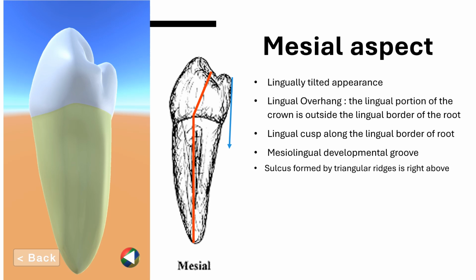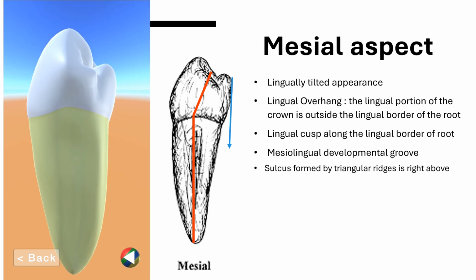The crown appears to be tilted lingually. This lingual tilt is mainly because of two important reasons. One, the lingual crest of curvature is higher placed. Secondly, the lingual portion of the crown is outside the lingual portion of the root, which gives a characteristic lingual overhang appearance.